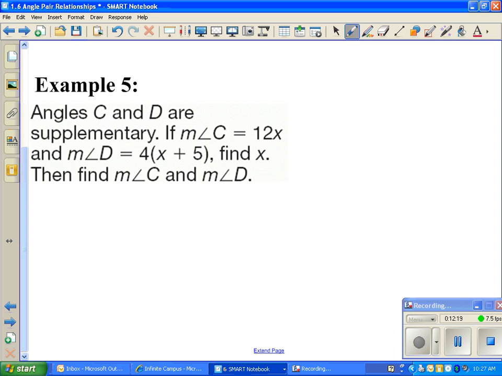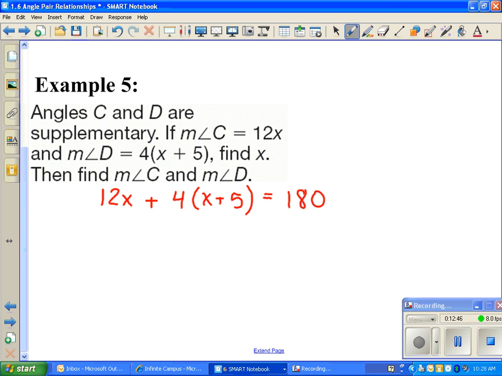Okay, so what do we say? Supplementary angles do what? They add up to 180. Okay, so the angles add up to be 180. Well, if the measure of angle C is 12x and the measure of angle D is 4 times the quantity x plus 5, we added them together and we set them equal to what? 180, because they're supplementary. That was the hard part, setting it up. Now, do you remember from algebra what you do first?